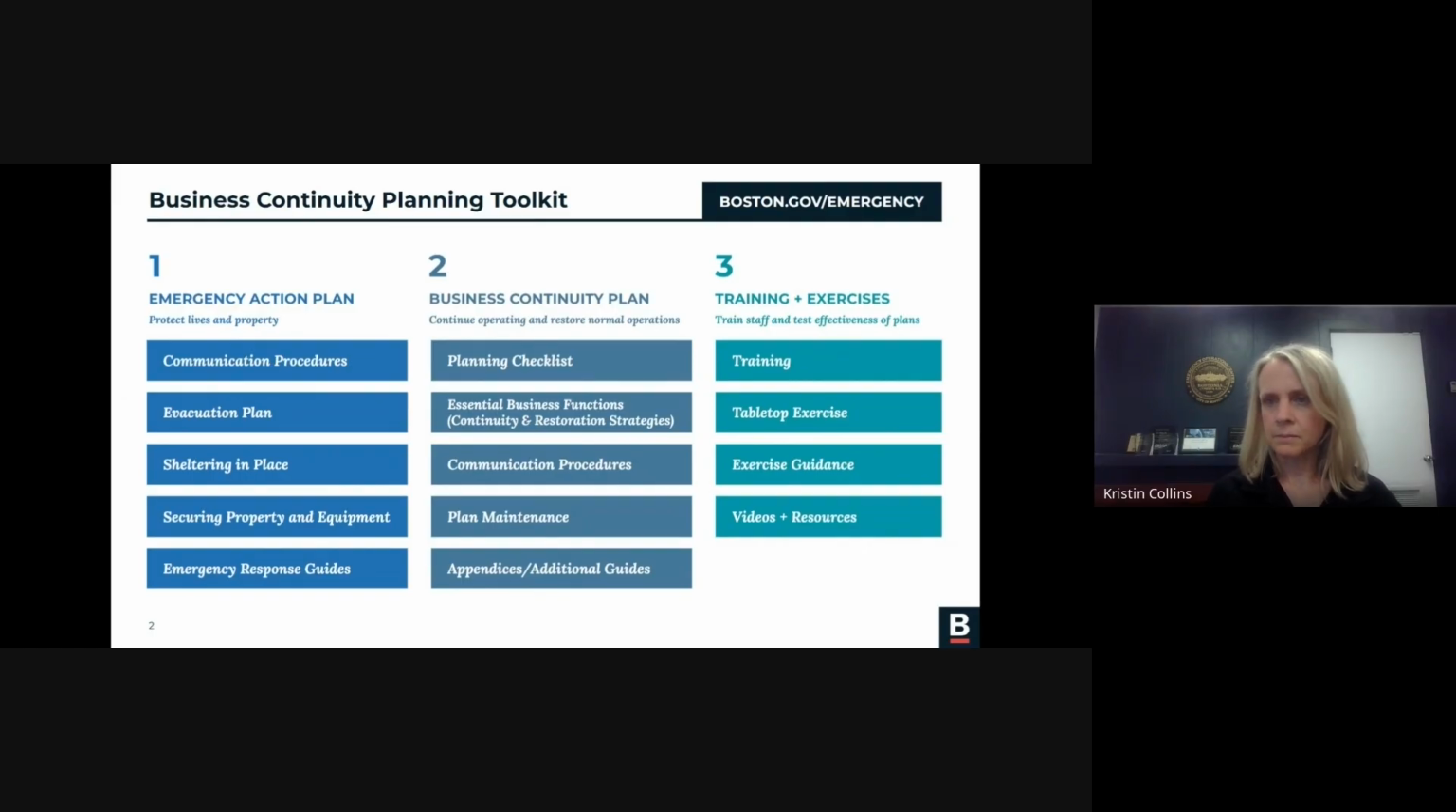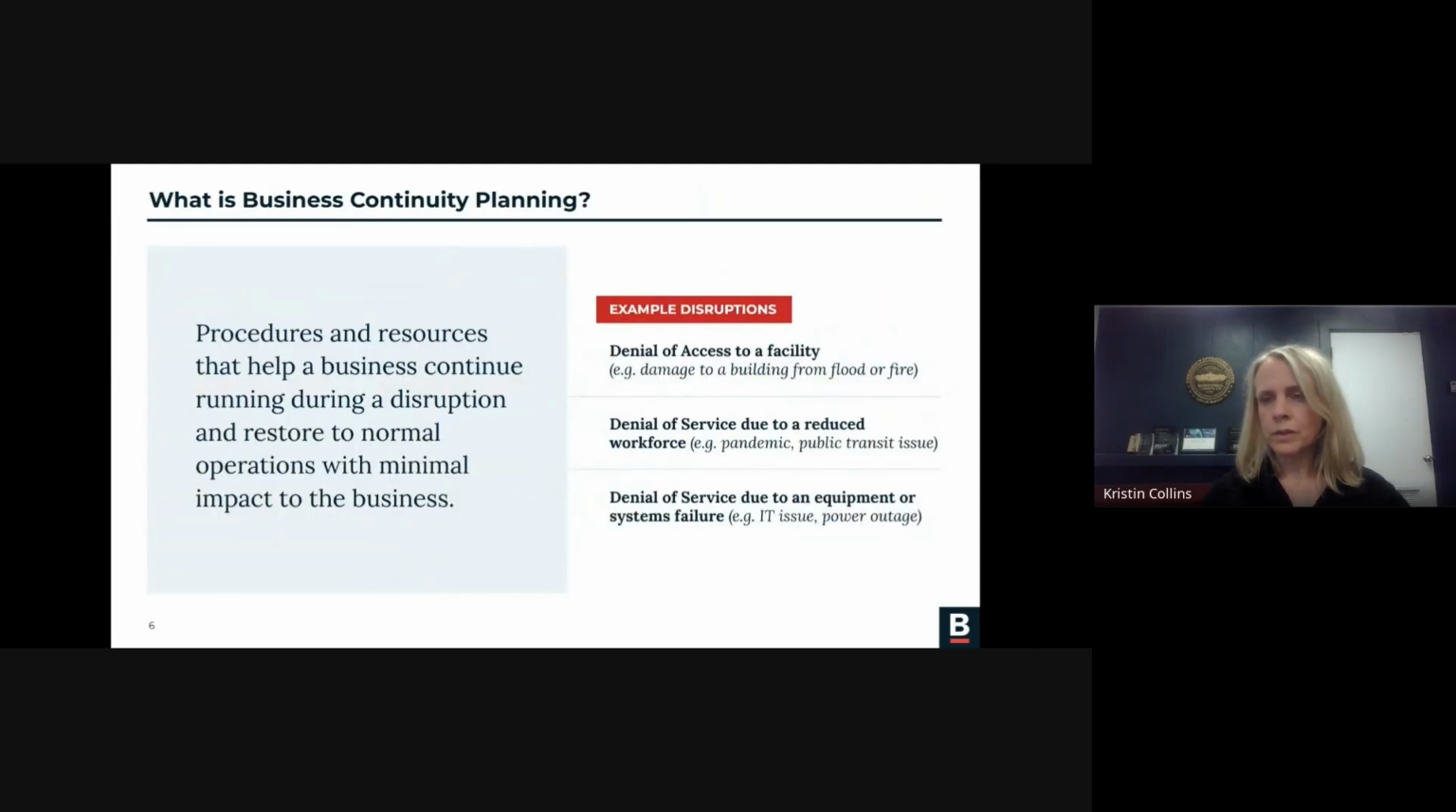The second is a business continuity plan template. This will help you continue operating your business and then restore back to normal operations following an emergency or a disruption. Lastly, we'll walk you through how to train your staff once you have your plans completed, and then how to test them for their effectiveness, as well as identify any gaps that you may have so that you can improve your plans. So we'll start with what is business continuity planning.